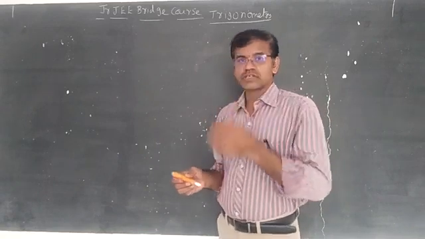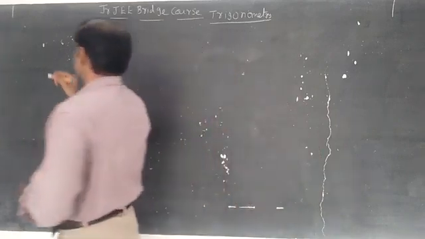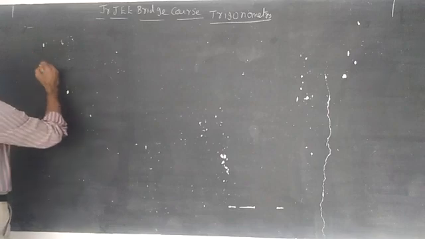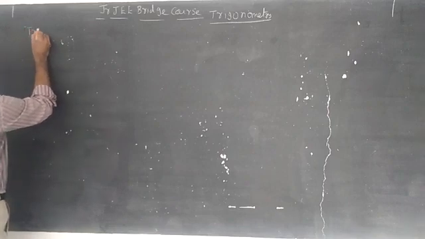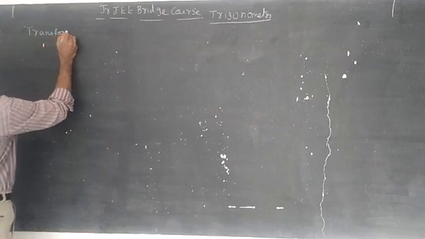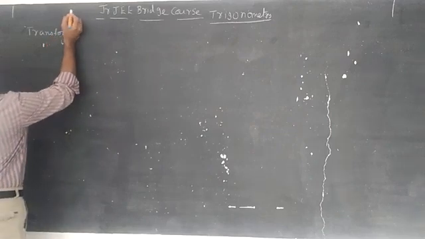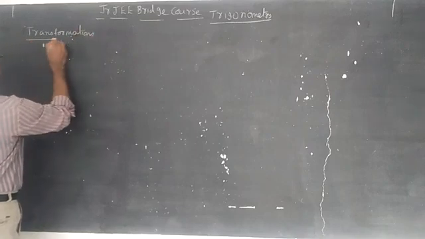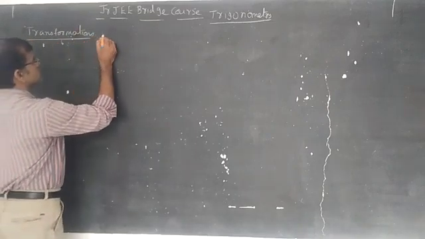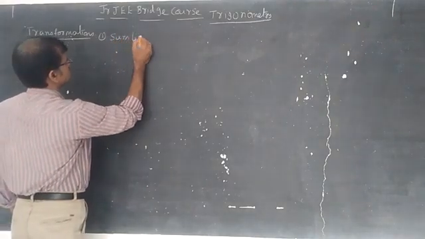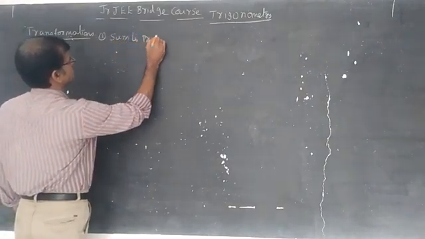Now, let us discuss transformations, which depend upon the compound angle chapter, and later we can discuss the trigonometric table. Transformations. So, two types of transformations are there: sum to product and product to sum. Sum to product.